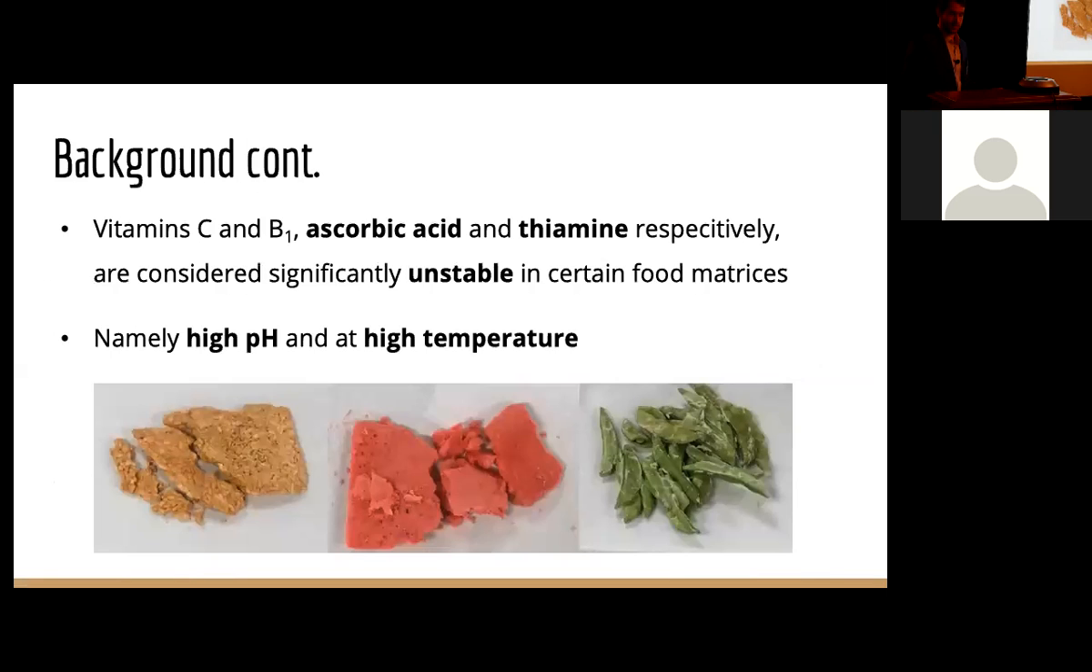Some of you may be asking yourself, well, why vitamin C and B1? Of course, those are really important vitamins to get in one's diet. They're not necessarily hard to get in one's diet if you're eating fresh food, but in stored food, these vitamins can be really susceptible to degradation, particularly at high pHs. And when I say high pH, I'm talking in the 4s and above. 4.5 and above is typically critical for instability for a lot of these vitamins, especially vitamin C. And they're also heat labile, so temperature will degrade them pretty rapidly.